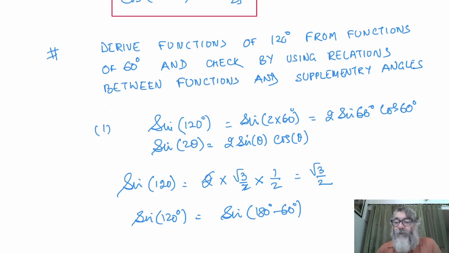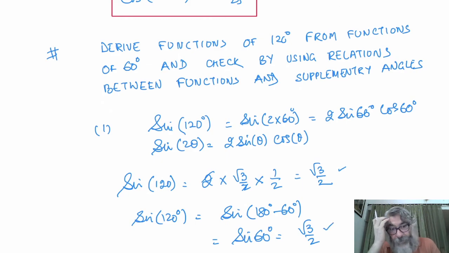180 minus that is second quadrant. In second quadrant sine is positive, so it will be sine 60 degree. Value of sine 60 degree is root 3 by 2, and the value of sine 120 is what? Root 3 by 2. So we have checked the value, and the value of sine 120 will not change. What method you apply to calculate sine 120 is a different argument altogether. We use 2 sine A cos A and we also use sine 180 minus theta, and sine 180 minus theta was used to check the value.